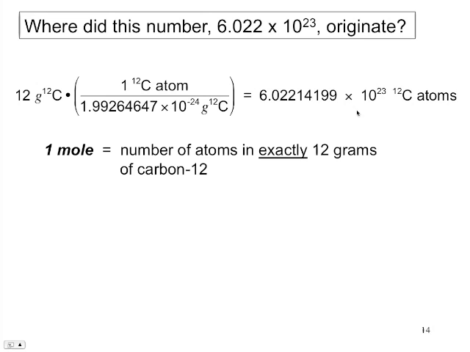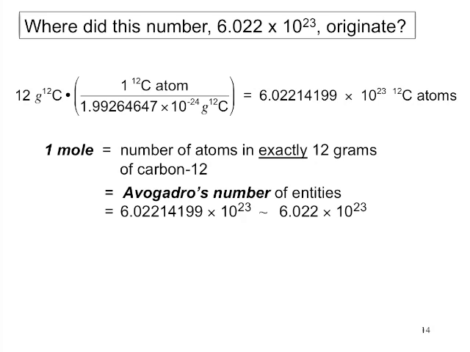Now we use this number to count not only the number of atoms in 12 grams of carbon-12, we use it to count everything in chemistry, right? It's just a number. We can use it to count atoms, molecules, ions, whatever we need to count in chemistry. This is what we use. And it's also called Avogadro's number, and we usually truncate it to just 4 significant figures for ease of use.